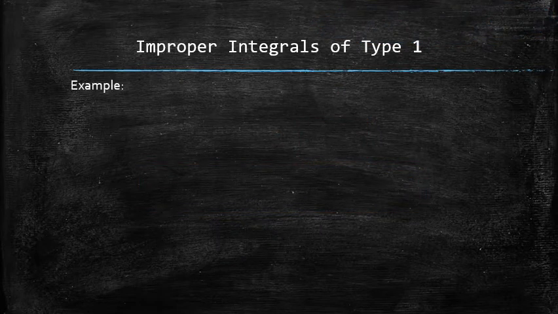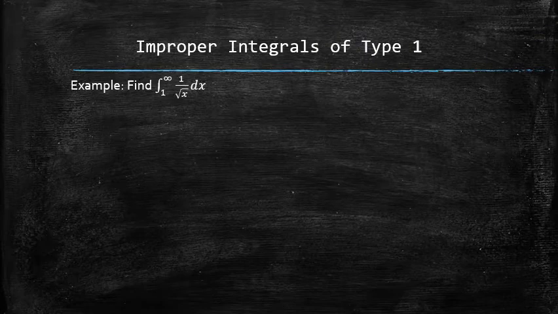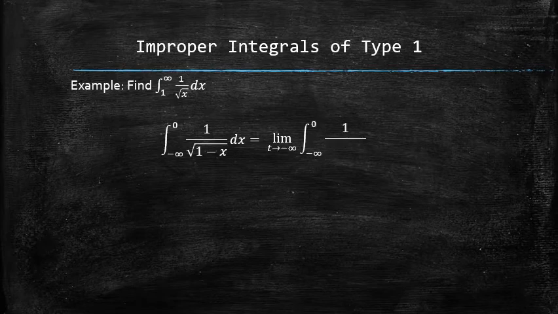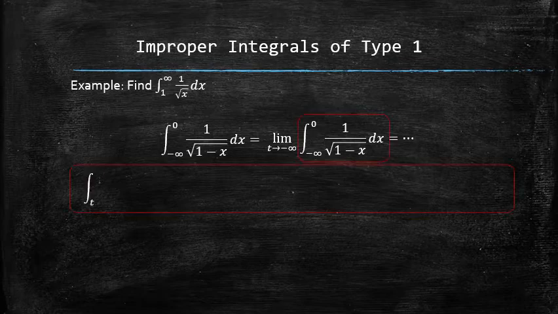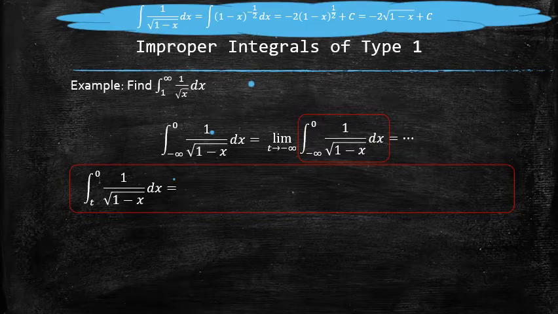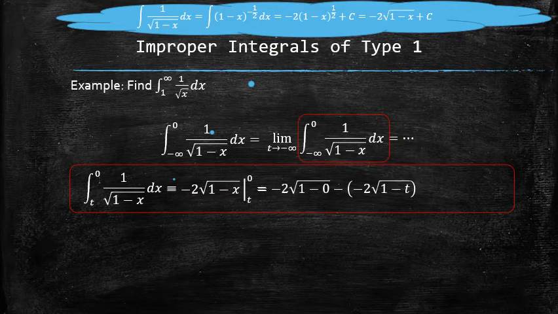Let's do another example of an improper integral. We replace the negative infinity in the lower limit with t and set up a limit with t approaching negative infinity. Now that we don't have to worry about the infinity in the lower limit, we can focus on the integral itself. To find the definite integral, we use the basic integration rules to find the general antiderivative, and then apply the fundamental theorem of calculus to find the integral in terms of the variable t.